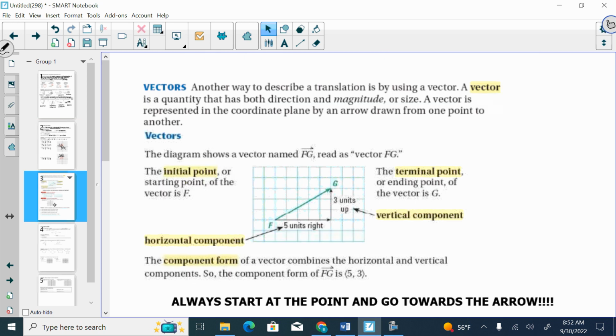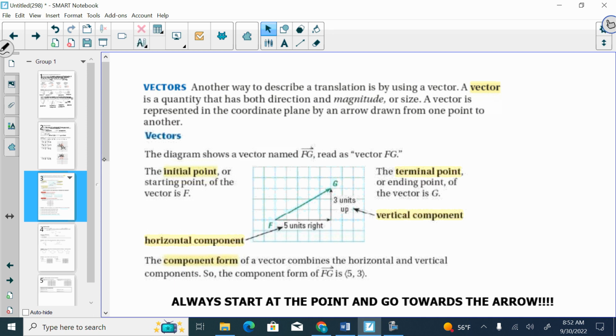So it says that another way to describe a translation is by using a vector. A vector is a quantity that has both direction and magnitude or size. A vector is represented in the coordinate plane by an arrow drawn from one point to another.